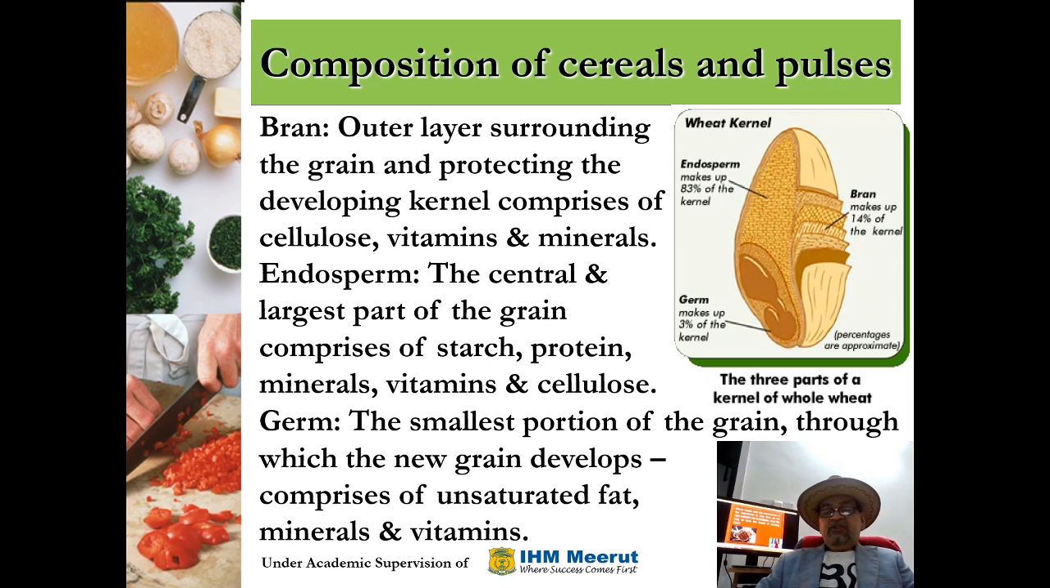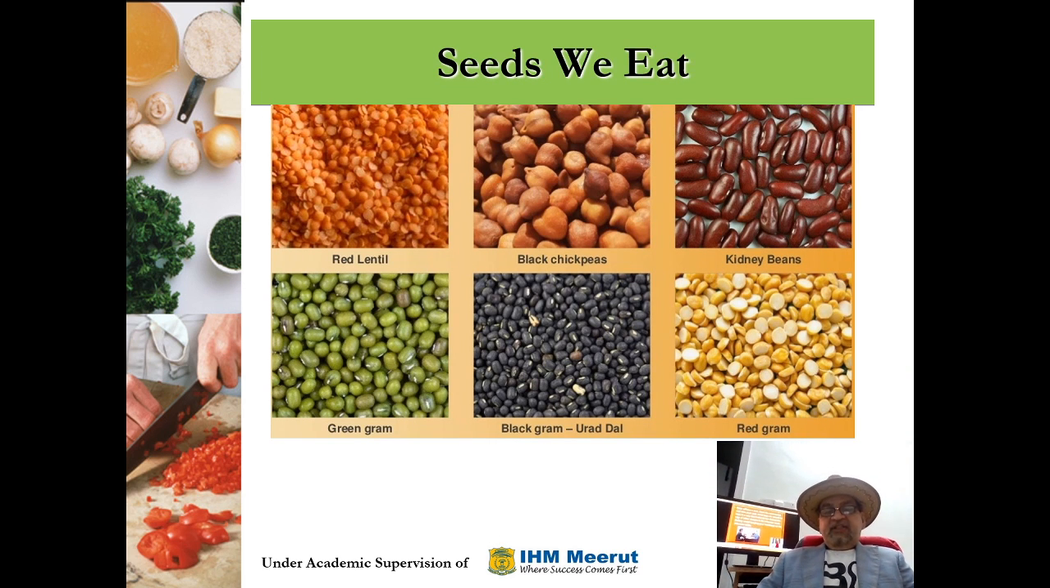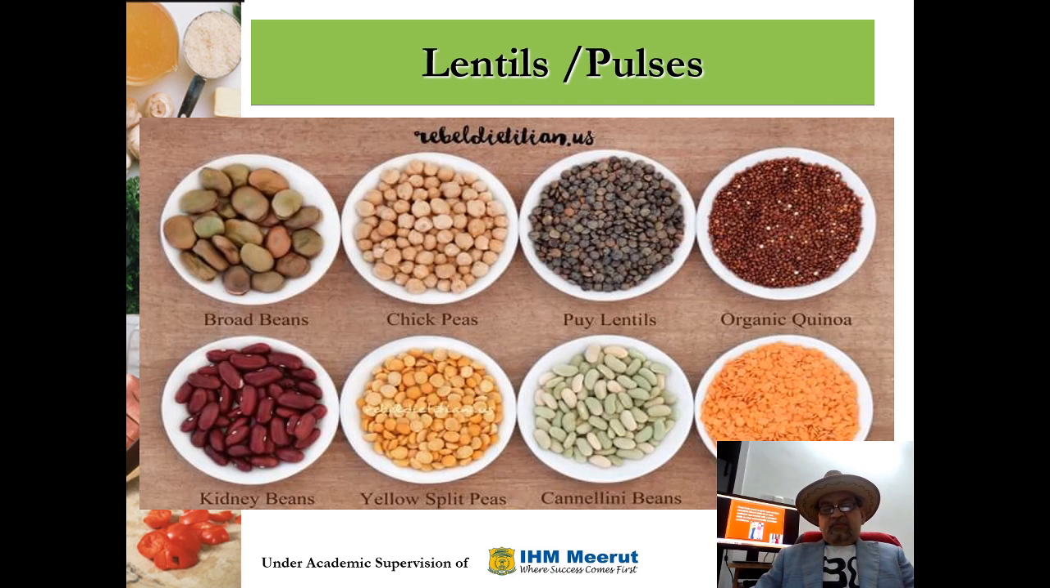What is germ? Germ is the smallest portion of the grain through which the new grain develops. It comprises of unsaturated fat, minerals, and vitamins. So germ, as you can see in the diagram, top right, is like the egg yolk of an egg. This is the place from where the new plant comes, where life is. These are the seeds that we eat. Some lentils and pulses.